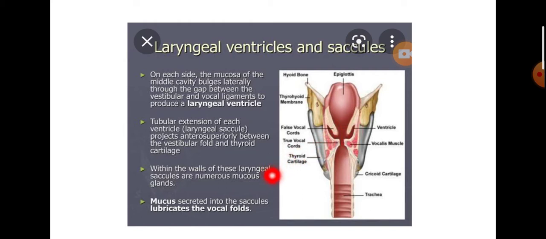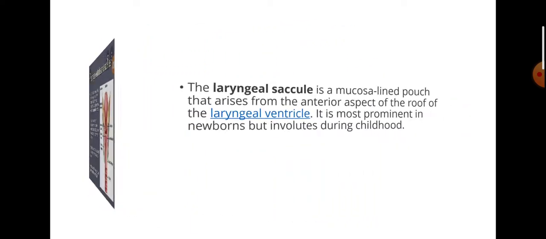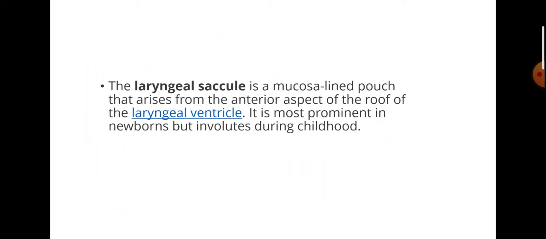Now, within the walls of these laryngeal saccules are numerous mucous glands. Mucus secreted into the saccules lubricate the vocal folds. The laryngeal saccule is a mucosa-lined pouch that arises from the anterior aspect of the roof of the laryngeal ventricle. It is most prominent in newborns but involutes during childhood.